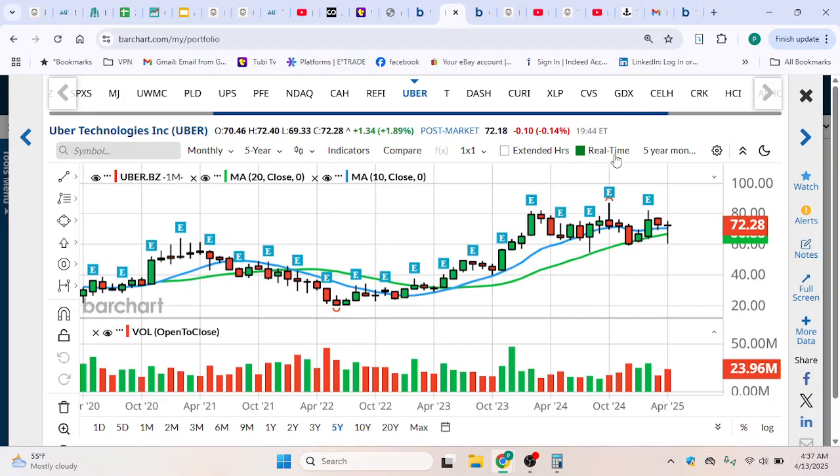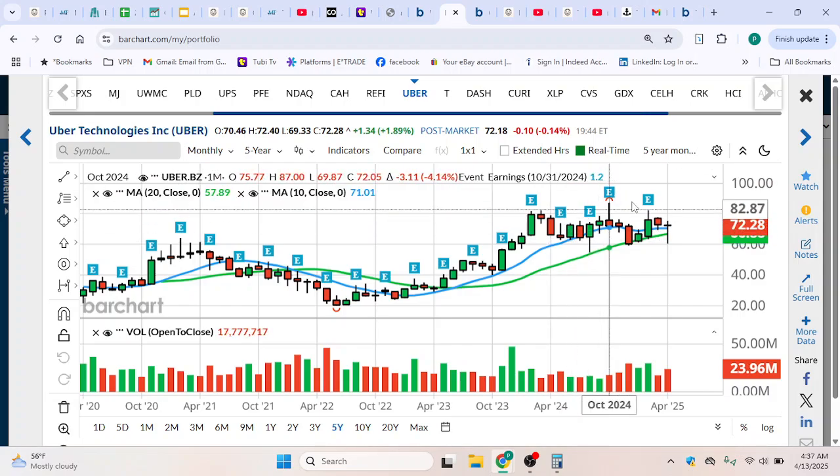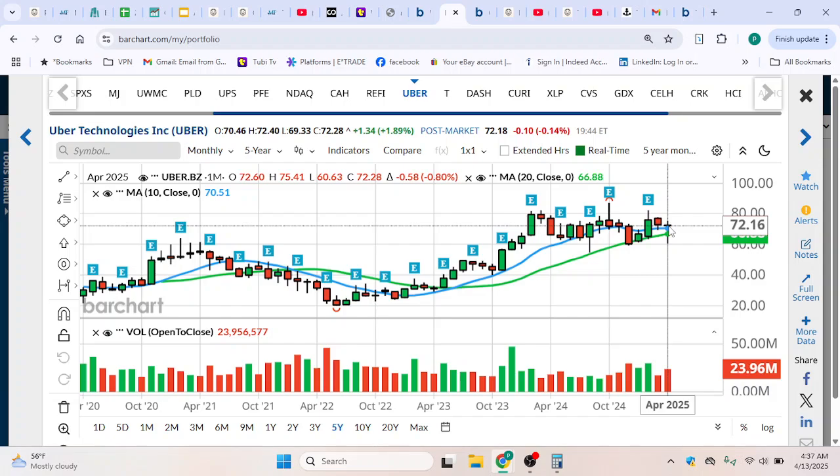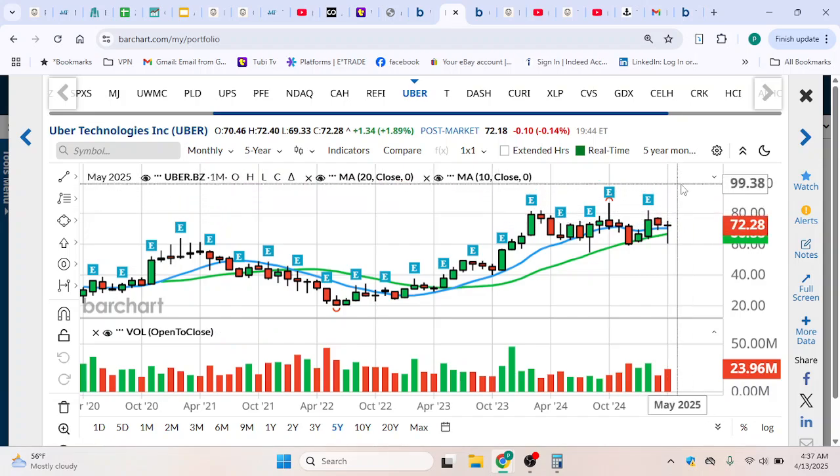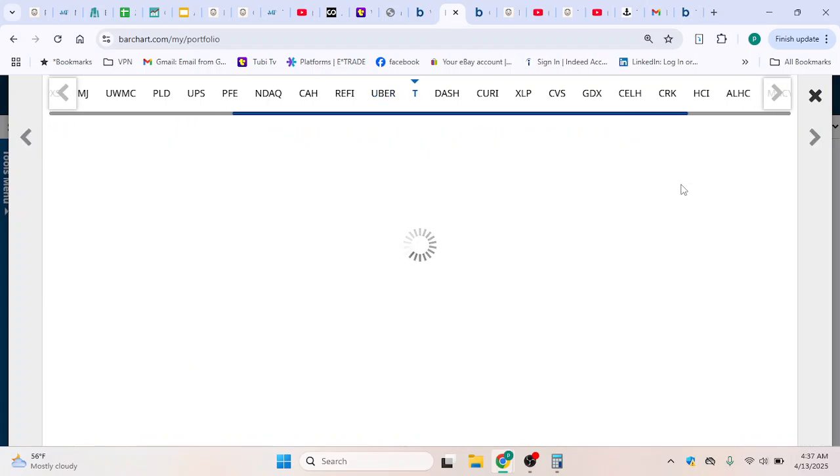I like this one too because where the chart's at in this range, we're kind of in the middle of that range. I could see a lot of upside potential for Uber going forward. Now, this one does not pay a dividend, so that'd be more of a growth play for Uber going forward.